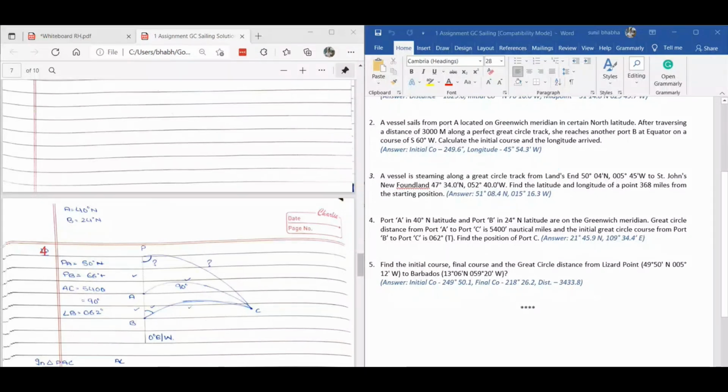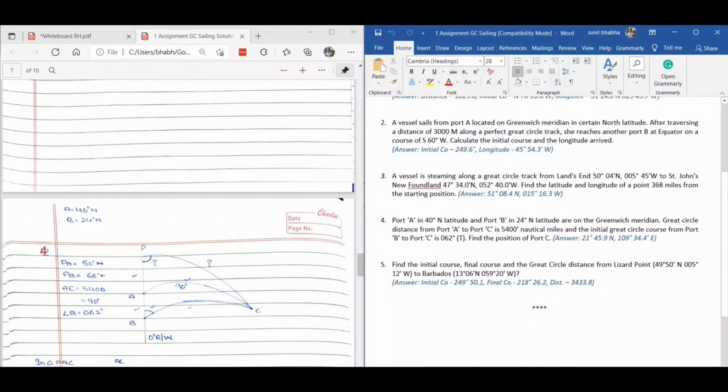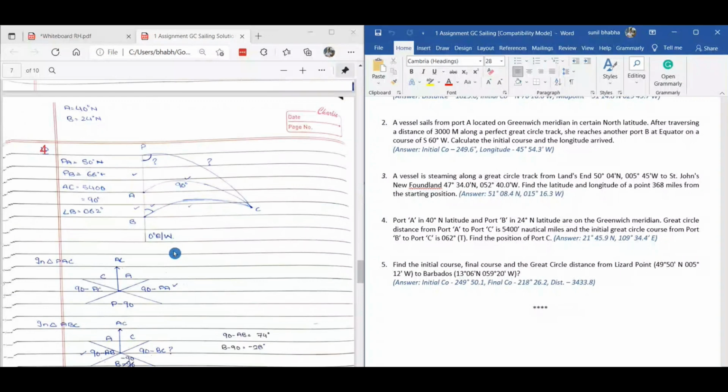You can see the assignment on the right hand side, and you can see the diagram on the left hand side. So the question says port A is in 40° north latitude and port B is in 24° north latitude. Both are on the Greenwich meridian. The great circle distance from A to C is 5400 miles and the initial great circle course from port B to port C is 062. Find the position of port C.